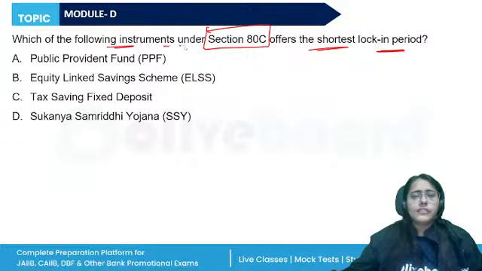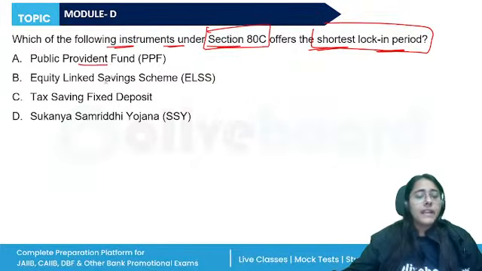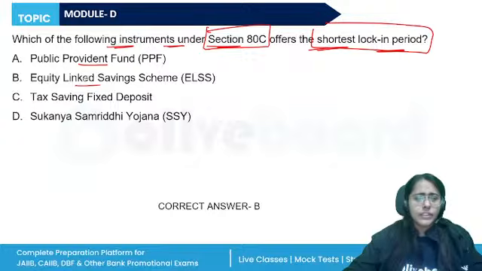Which of the following instruments offers the shortest lock-in period under Section 80C? PPF, ELSS, tax saving fixed deposit, or the Sukanya Samriddhi Yojana? Yes, ELSS. Correct. Very simple question, right? Among the various tax saving schemes, the ELSS offers the shortest period. It has a lock-in period of 3 years.